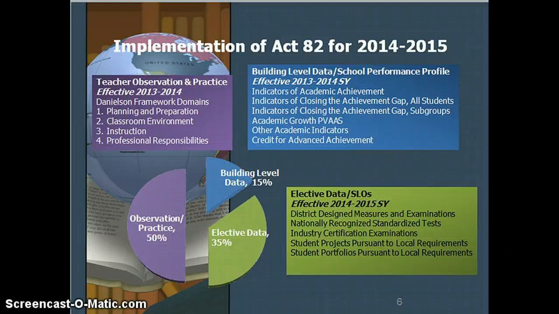For the upcoming year, the percentages of your evaluation shift slightly. The Danielson model is still 50%, as it will be at the end of the implementation of the teacher effectiveness system. The building SPP is still 15%, but for next year, the elective data is 35% of your teacher effectiveness rating. This is your SLOs.